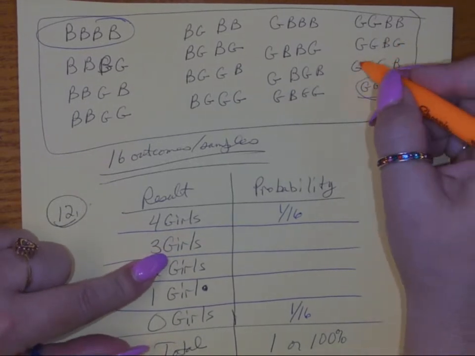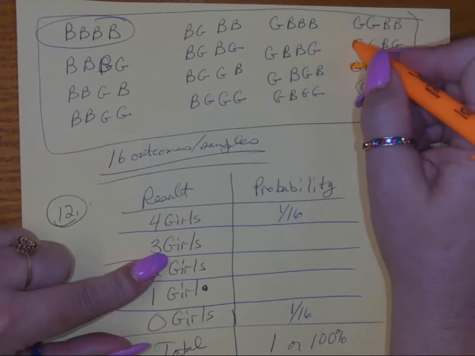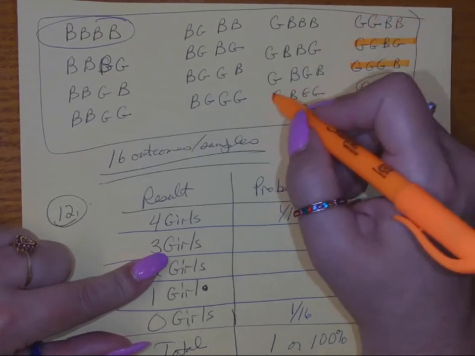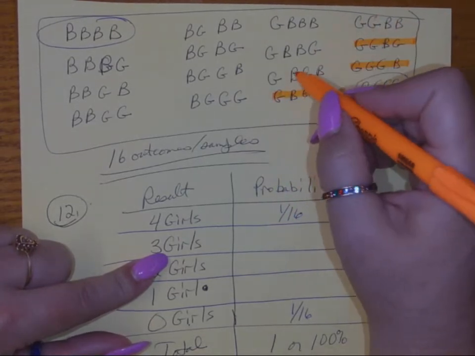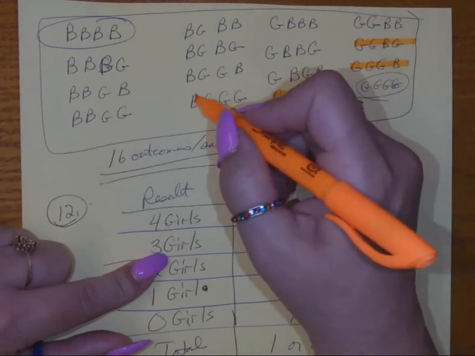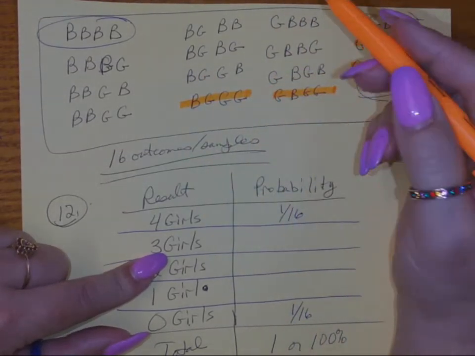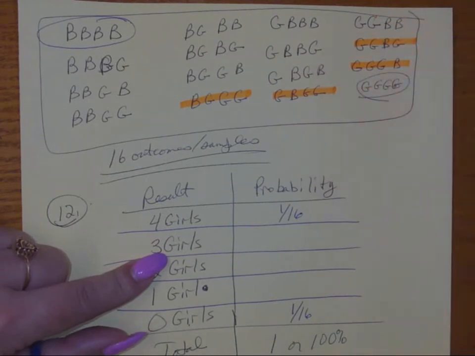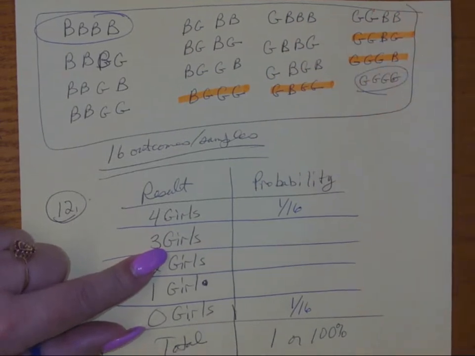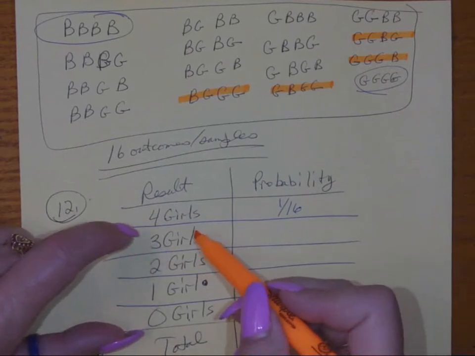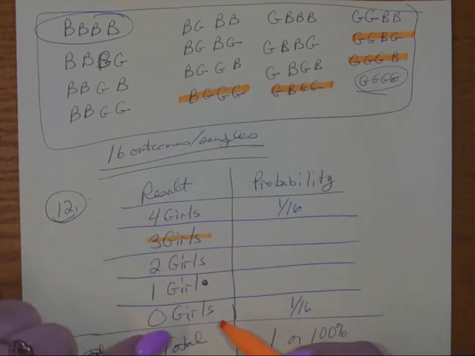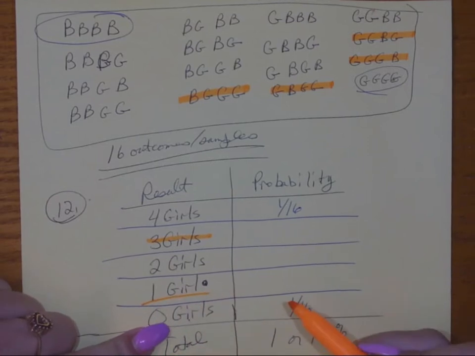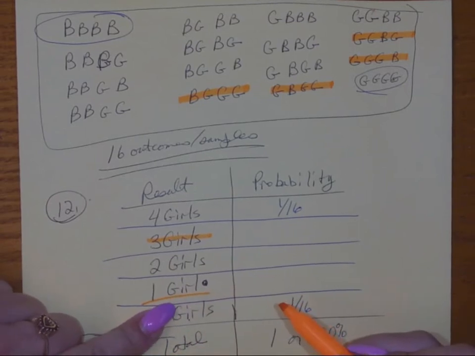I've got 1, 2, that's 2 girls, 3, and I think that's going to be, oh, here's 4, 3 girls. I'm seeing 4 times that there's 3 girls. Now, if the symmetry holds out, then there should also be, if I'm correct, 4 out of 16 ways to get 1 girl.